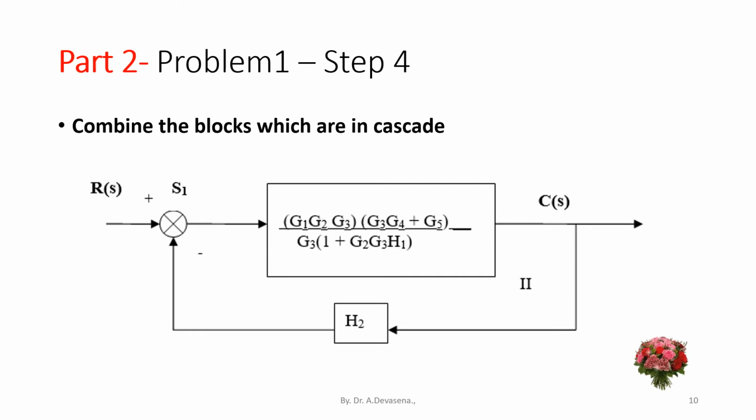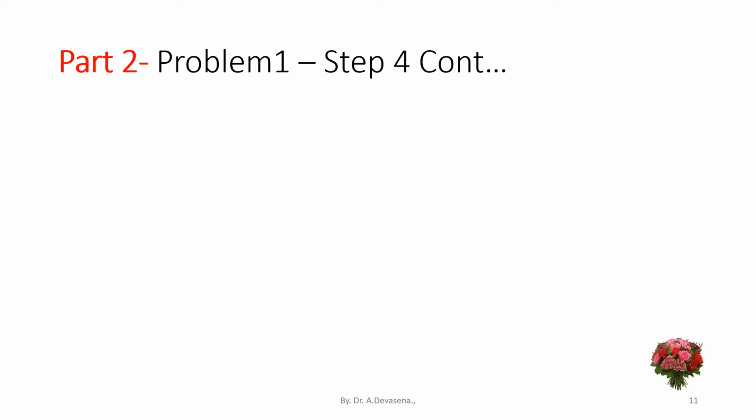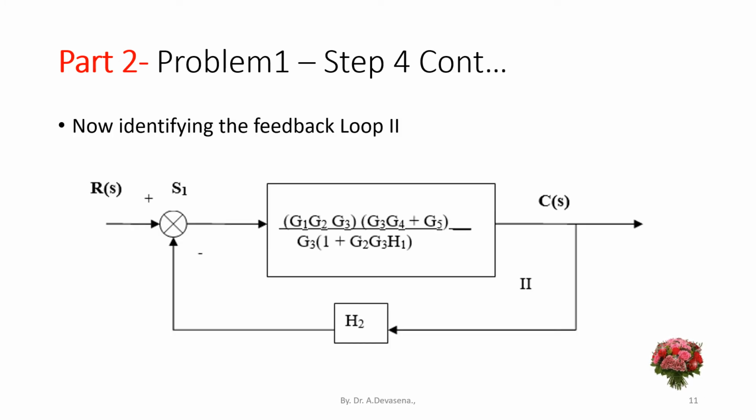This is indicated here. Now we have to identify the feedback loop 2. In this diagram, this is the feedback loop 2. Now we are going to eliminate this feedback loop 2. The feedback loop 2 has a feedback signal H2. This H2 is applied to the summing point S1, which has a negative sign. So we are going to eliminate this feedback loop 2.